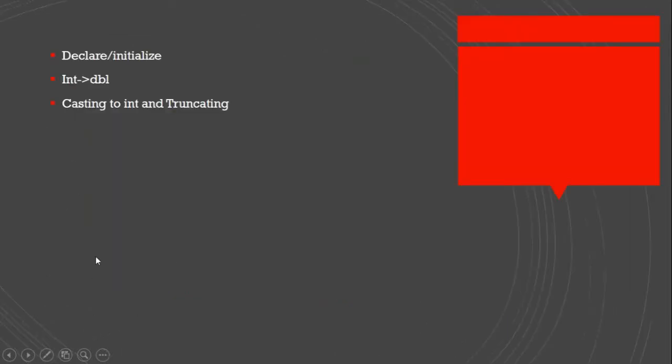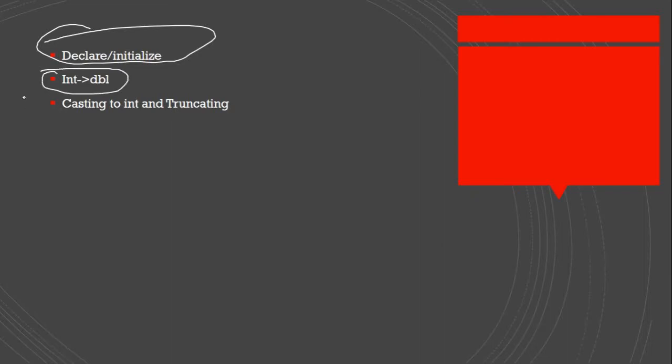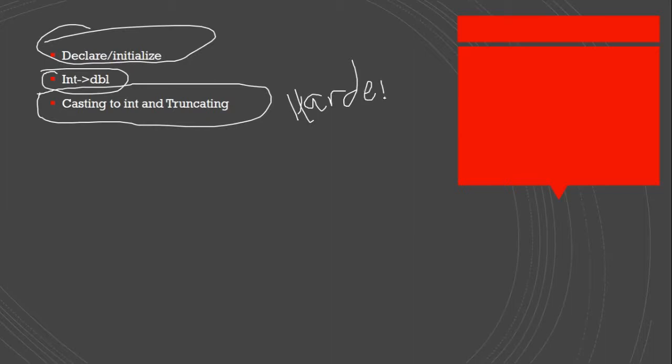We're going to discuss, and not in PowerPoint, thankfully, I'm just using it for drawing space, how to declare and initialize, how to convert from integer to double, and then we're going to talk about how to get into an integer, how to put a double value into an integer. This one's going to be the harder one because that's going to be the one that requires a little more effort.